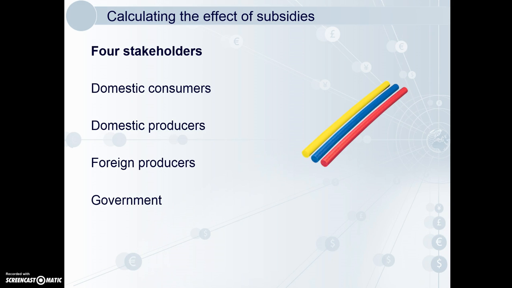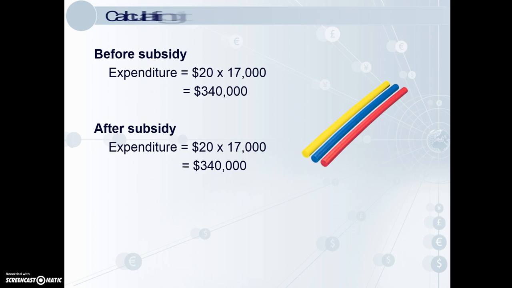Back to the stakeholders. Domestic consumers, they're not affected. They pay and receive the same as before. So they pay the same price and they receive the same number. As far as they know, nothing's changed. The only difference is where the product has come from.